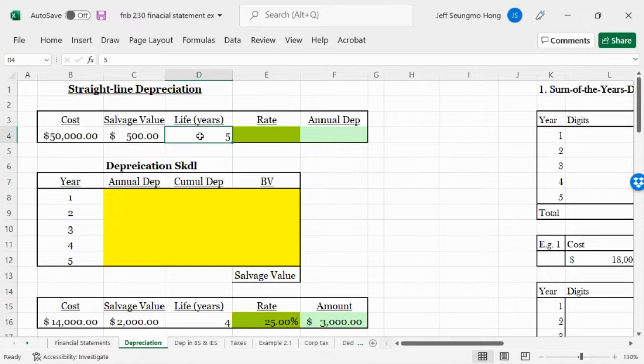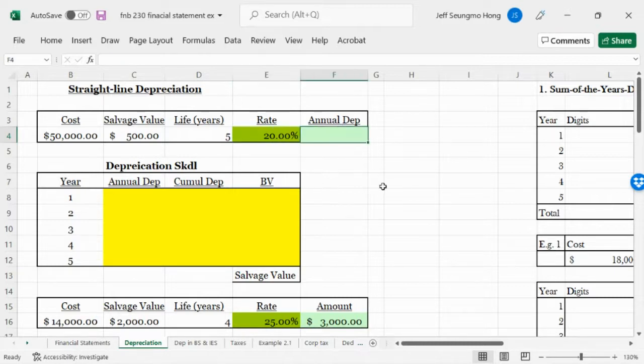Life means service life. So rate is the depreciation rate. The service life of this asset is 5 years. Again, this is artificial. Then the depreciation rate is just exactly the reciprocal of service life. Think about it. Every year, if the service life is 5 years, 1/5 will be depreciated, which is 20%.